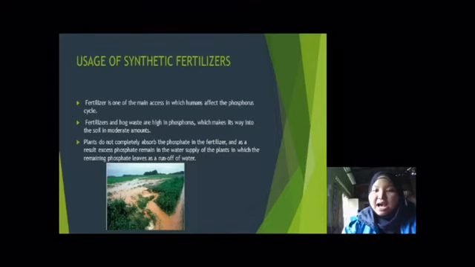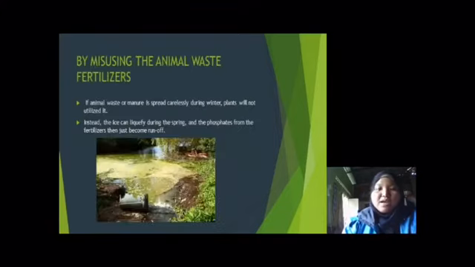Next, humans also influence the phosphorus cycle by misusing animal waste fertilizer. If animal waste or manure is spread carelessly during winter, I take the example of a four-season country, the plants will not utilize it. Instead, the ice can liquefy during the spring and then the phosphate from the fertilizer just becomes runoff. This is the result of the liquefied ice full of phosphate from the fertilizers.